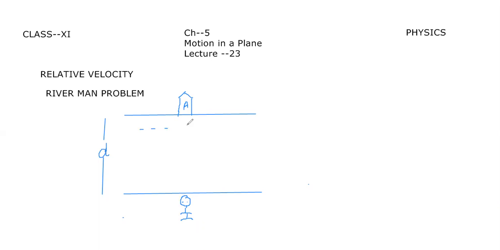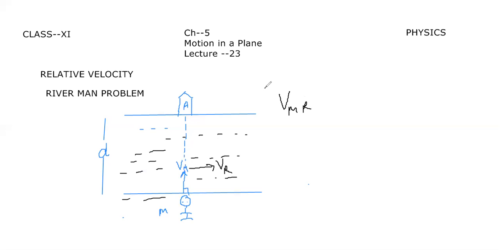If the river is not flowing, then there is no problem. The man will go directly, perpendicular to the motion of the river, and can reach the next point, that is A. But if the river is also moving with a speed of VR, then what will happen? The man's speed is relative to the river, so we have to calculate VMR, the velocity of man with respect to river. So here two cases arise.